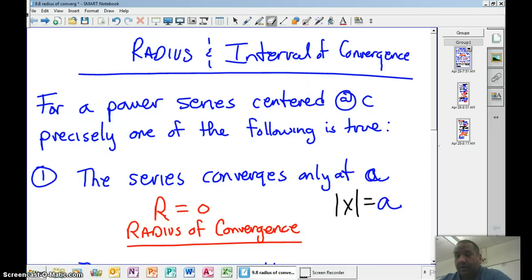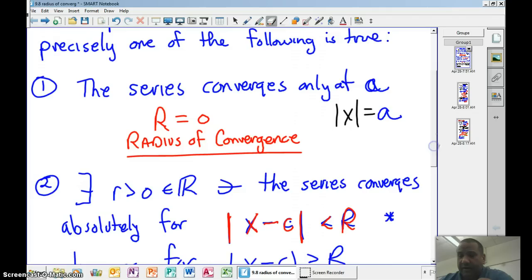And that's it. So I have here what the radius of convergence means. For a power series centered at c, precisely one of the 3 choices is going to be true. If the series converges only at a, then I can set the absolute value of x equal to that number, and the radius of convergence is 0 because it equals the number. There's no x in there. There's no x at all.